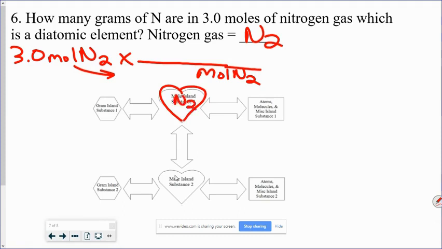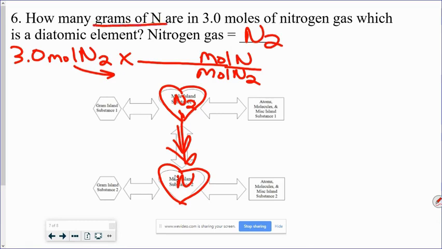But we want to know how many grams of nitrogen. Well, N2 and N are different substances. So we do, in fact, have to go across this bridge. So we can go from moles of N2 right up here on the top, we can go down to moles of N. We can absolutely do that. And so that's what we'll do, moles of N. Do we want our answer in moles of N? No, we want it in grams of N, or grams of nitrogen.